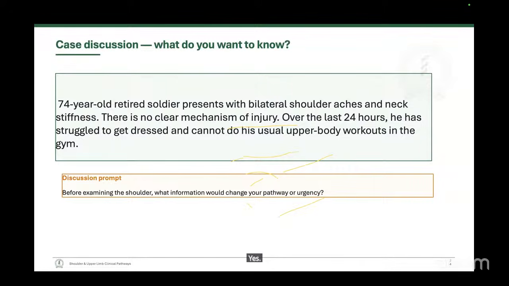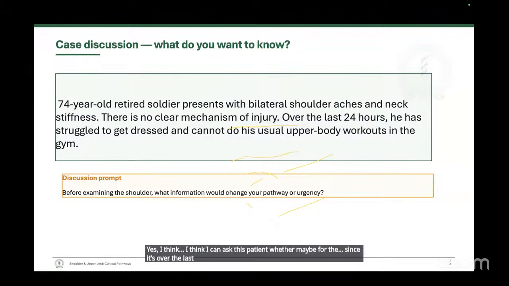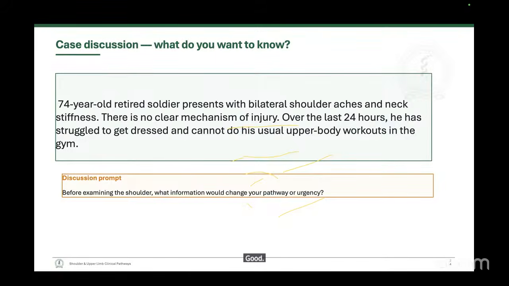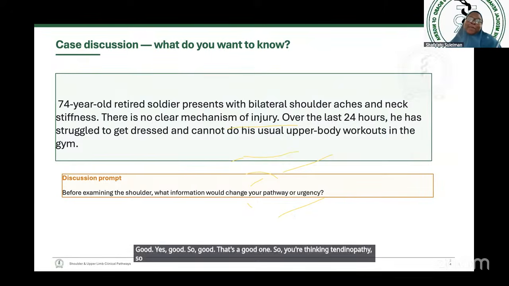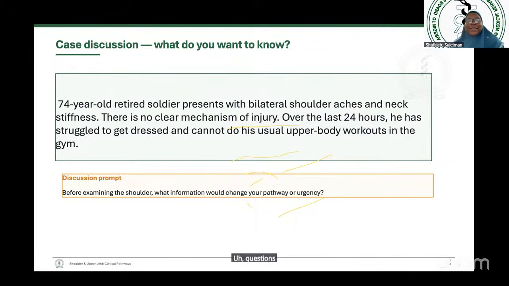Yes, I think I can ask this patient whether, since it's over the last 24 hours he has struggled to do that, maybe 48 hours back, has he engaged in very strenuous activities in the gym that resulted in that? Okay, good. That's a good one. So you're thinking tendinopathy or tendinitis, so definitely you're going to ask questions regarding that. So aside from that, what other question will you ask him?